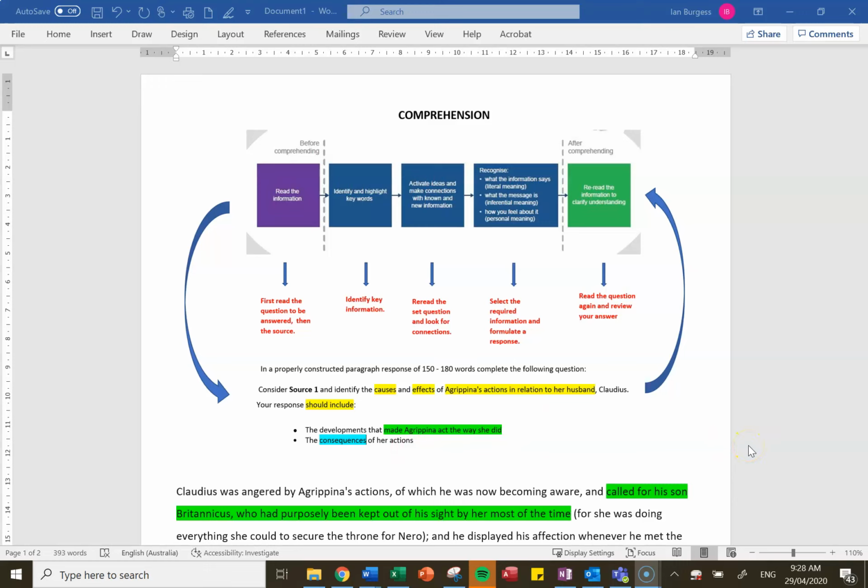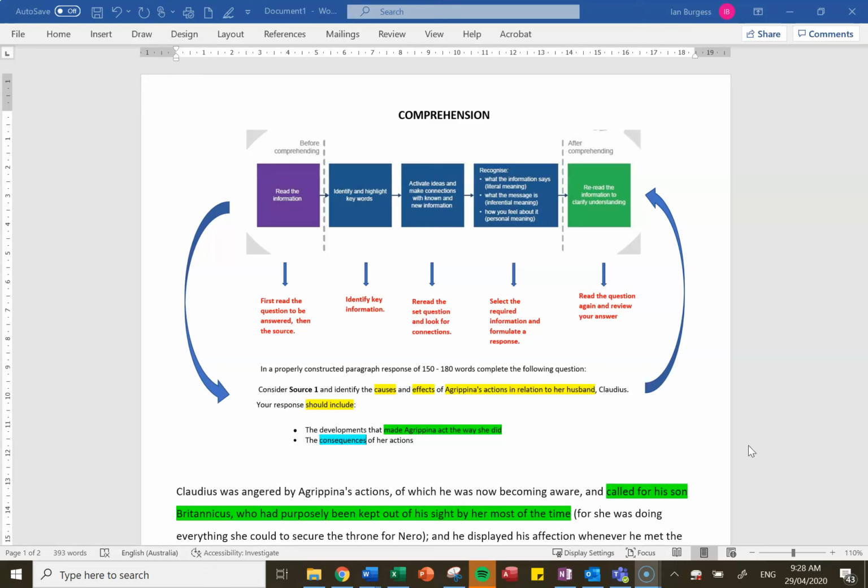So what this question is asking you to do is to essentially identify the reasons why Agrippina acted the way she did and what she did in response to that. It's a cause and effect question.